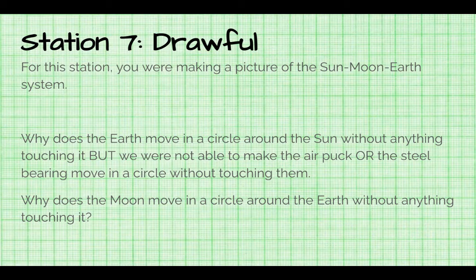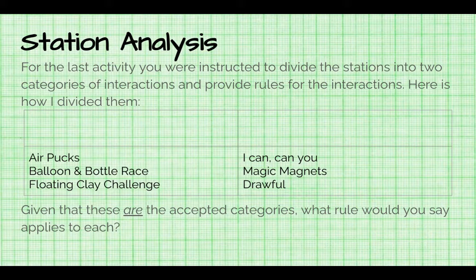After you did the stations, you were instructed to divide them into two categories of interactions and provide rules for the interactions. Here's how I divided them. The air pucks, the balloon and bottle race, and the floating clay challenge, where you shaped the clay so it would float in the container of water, were one class of interactions. The other one was I Can You, magic magnets, and Drawful. So these are the accepted categories of interactions. What rules do you think apply to each one?